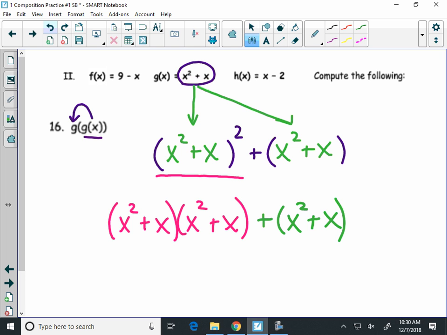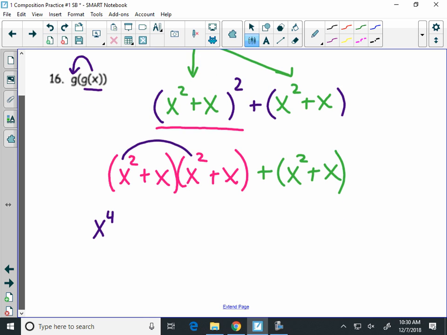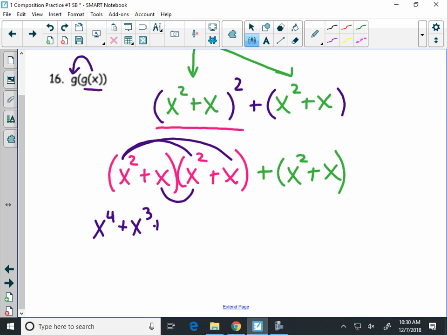There we go. For that first quantity multiplication on the left, I'm going to distribute. x squared times x squared is x to the 4th. X squared times x is x to the 3rd. And I have x times x squared again, which is plus x to the 3rd again. And x times x is x squared. That's what I get from multiplying out over there. Plus, I'm going to add on this x squared plus x.